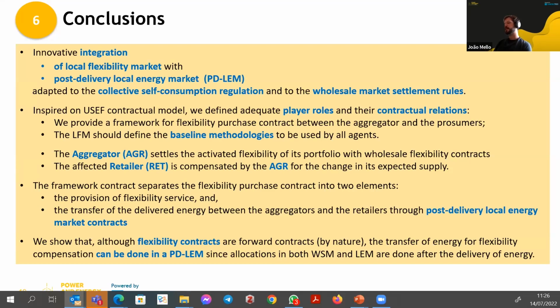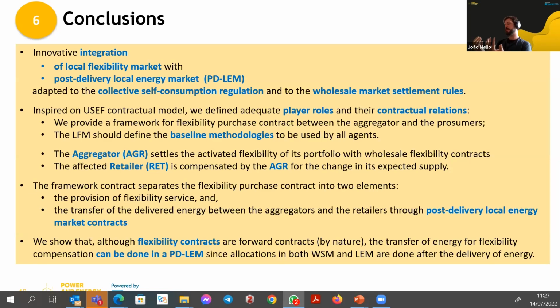And it works with the collective self-consumption regulation. So everything we're proposing here can be implemented, of course, with some advances in the regulation, but everything can be implemented in the near future. There is this assumption that we are able to compute the baseline methodologies, and this can be somehow tricky because it is not easy to compute the baseline of a specific prosumer, but we assume this can be done as USEF assumes.